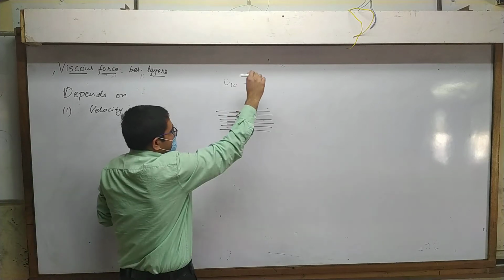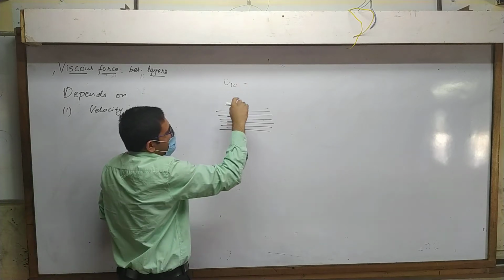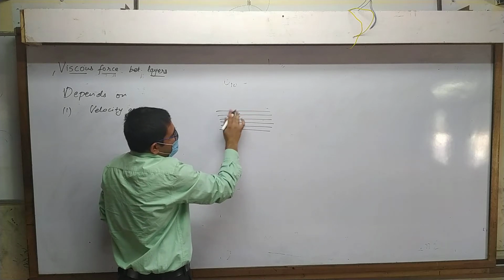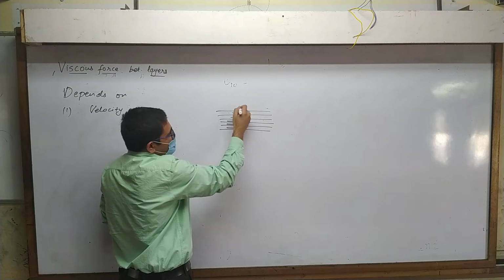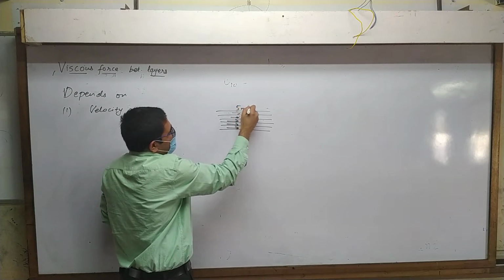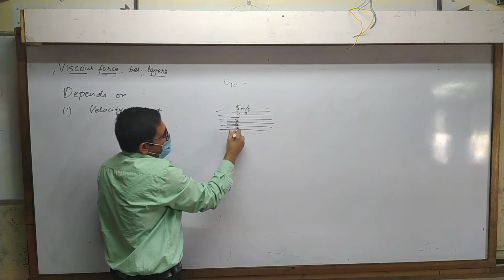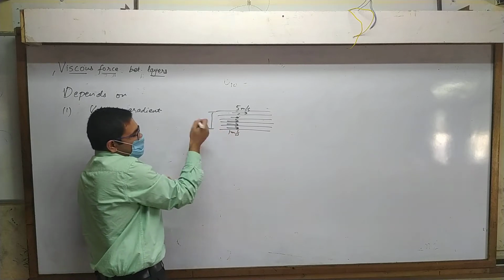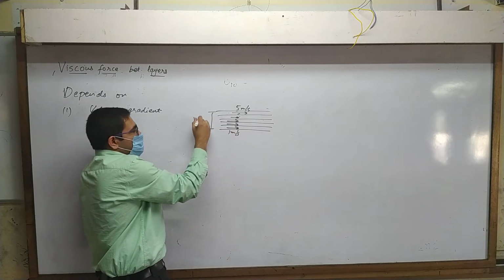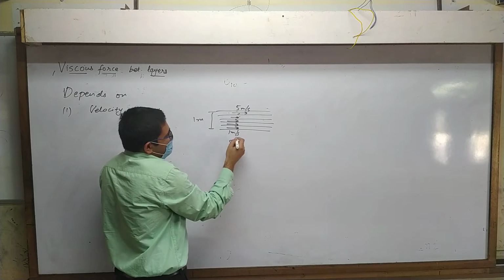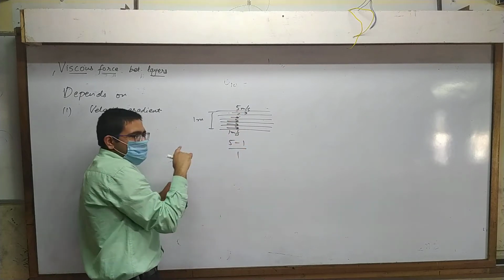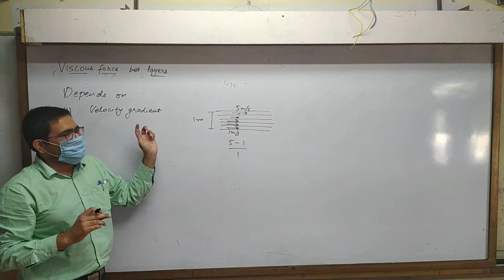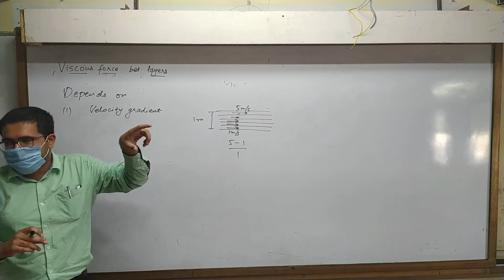So if you consider a situation where the uppermost layer is moving with a speed of, suppose, 5 meters per second, and the lowermost layer is moving with 1 meter per second, and let's say this depth is 1 meter. So overall the gradient is (5 minus 1) by 1. You understood what I did? Delta V by delta Z, right?